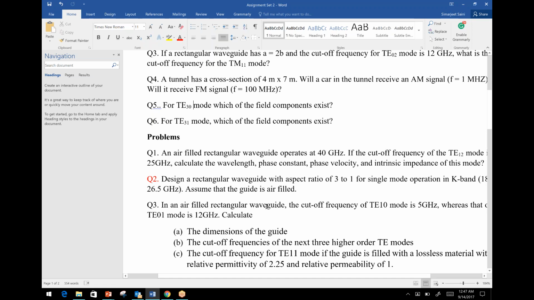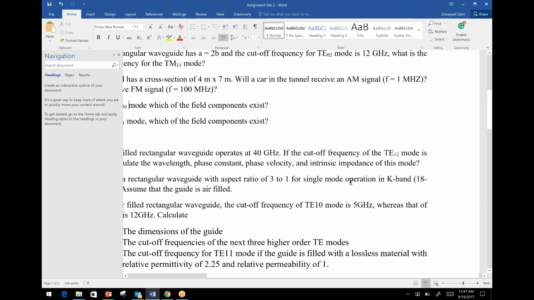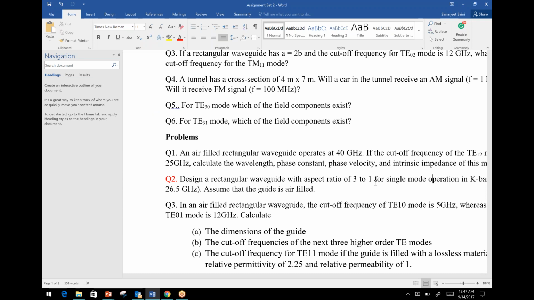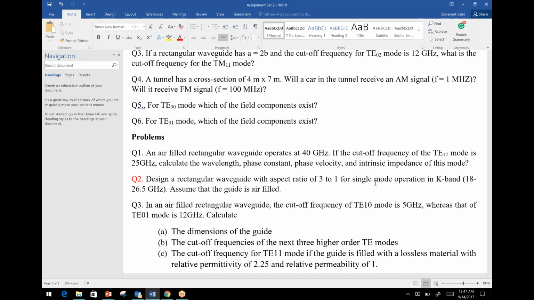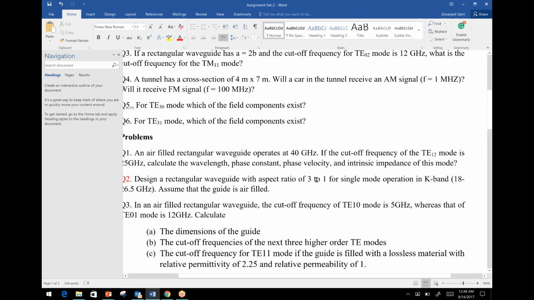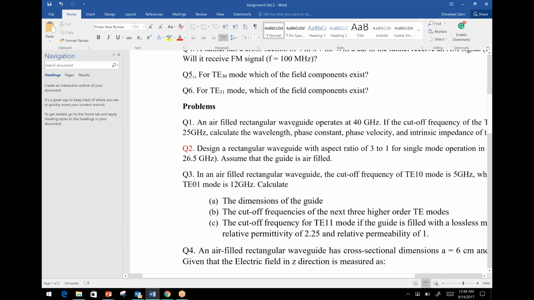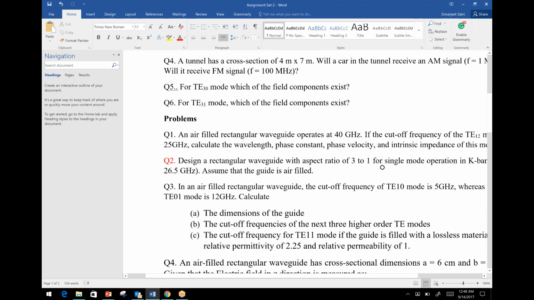First question is an air-filled rectangular waveguide operates at 40 gigahertz. If the cutoff frequency of the TE12 mode is 25 gigahertz, calculate the wavelength, phase constant, phase velocity, and intrinsic impedance of this mode. So F is 40 gigahertz, FC is 25 gigahertz. You know the term we had talked about before, which was square root of 1 minus (FC by F) squared. And all those terms are then just going to be playing around with that term, right?